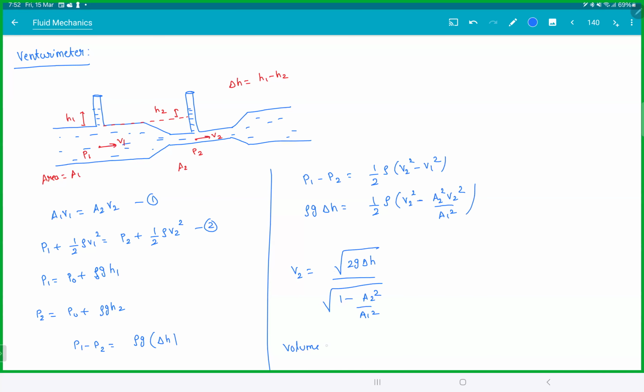The volume flow per second is A2 into V2. So the machine can find delta H. We already know the values of A2 and A1, isn't it? From there I can find how much volume is flowing per second. So venturimeter is actually used to find the flow rate.